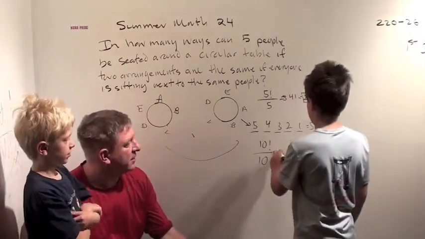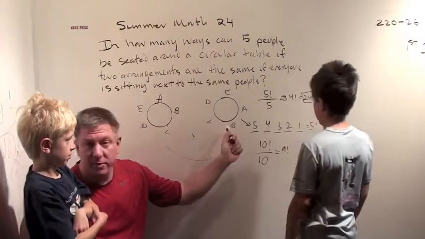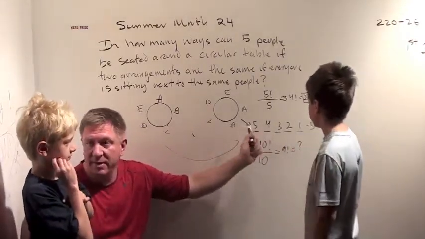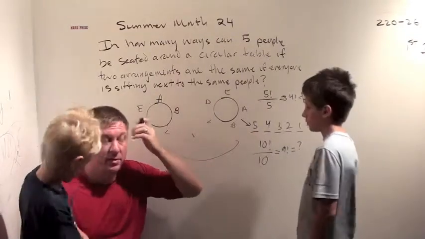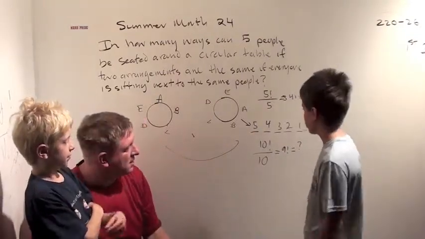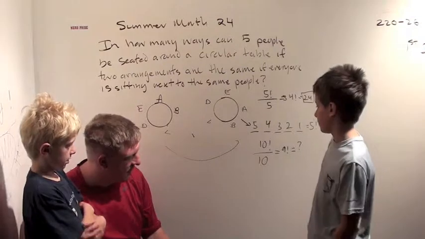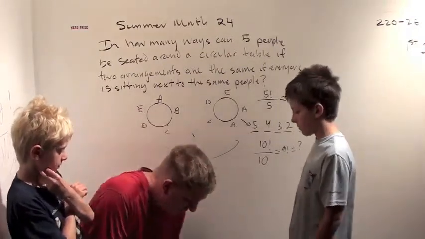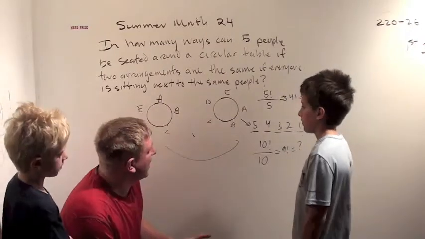So you see, ignore the restriction with the 10 people, and you put them in a line. You've got 10, 9, 8, 7, 6, 5, 4, 3, 2, 1. So it's 10 factorial. And then divide by 10 to get 9 factorial. We don't know what that is. Okay, now just one last thing for a second.